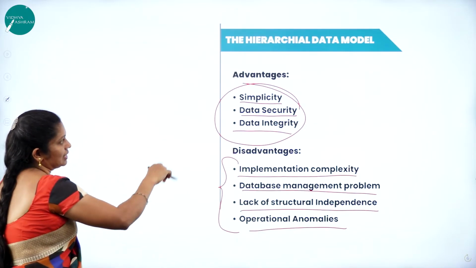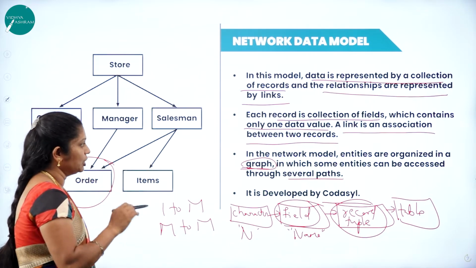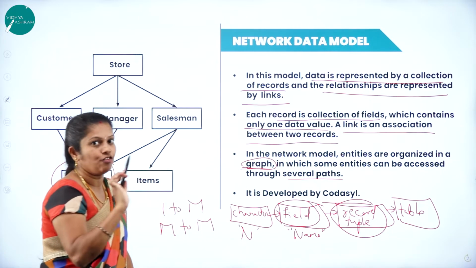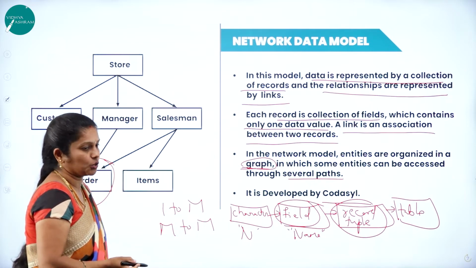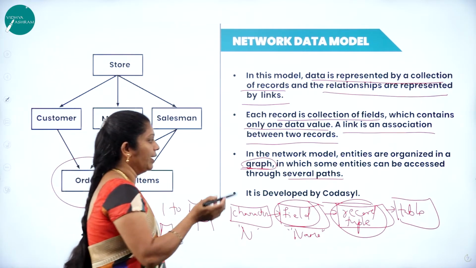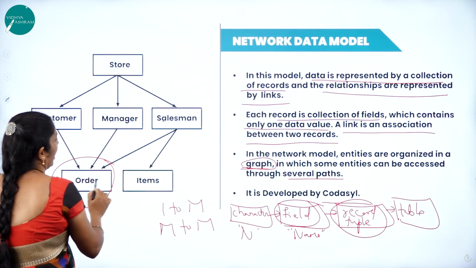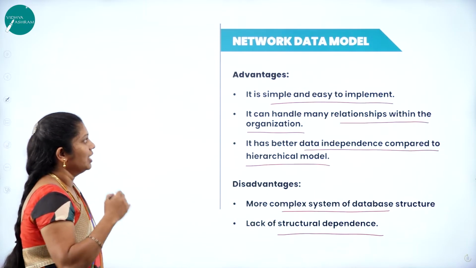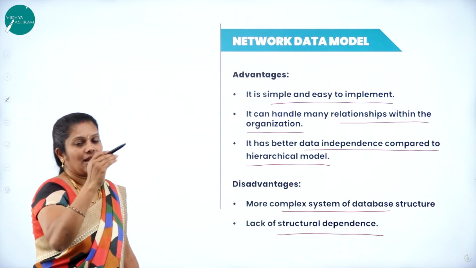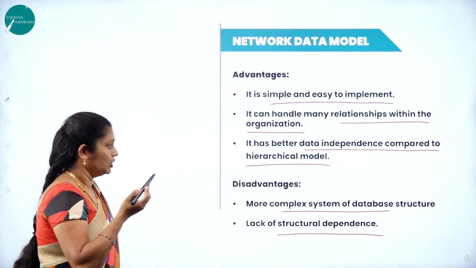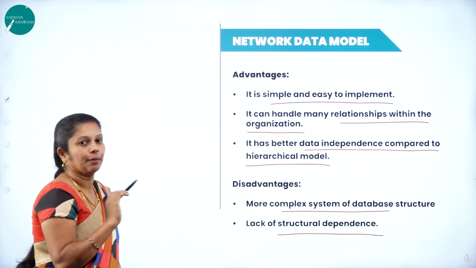When we come to advantages: simplicity, data security, data integrity. When we come to the network model, here the data is represented in graph format. There is one-to-one relation, one-to-many relation as well as many-to-many relation. And here it was developed by CODASYL. In this also we have fields, everything can be called a field, attribute, and one-to-one and one-to-many relations. When we come to advantages, it is very simple. Relationships within an organization can be represented easily. When we come to disadvantages: more complexity, system database complexity, lack of structural dependency.